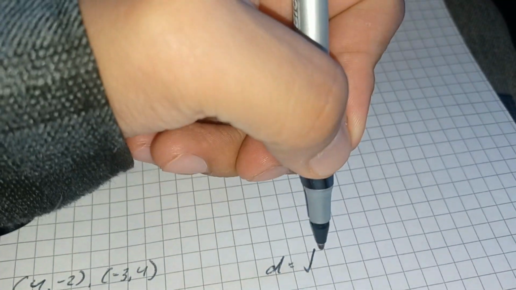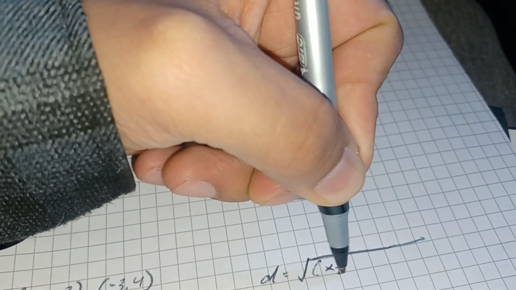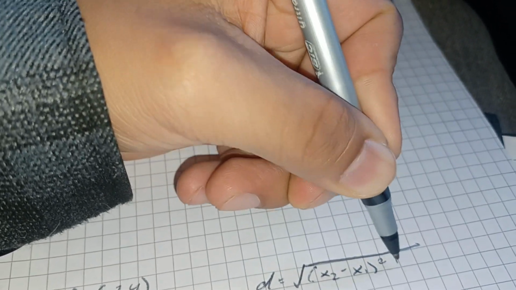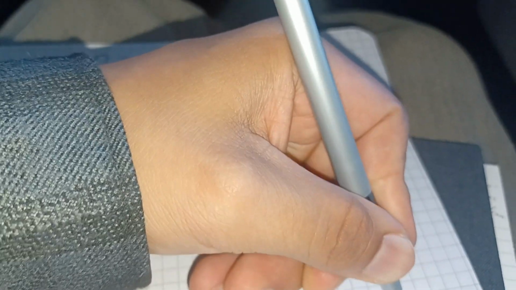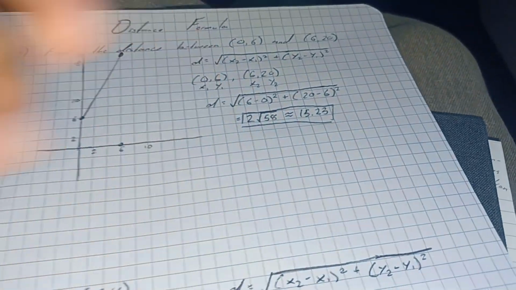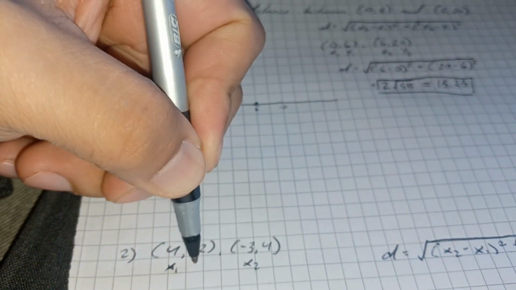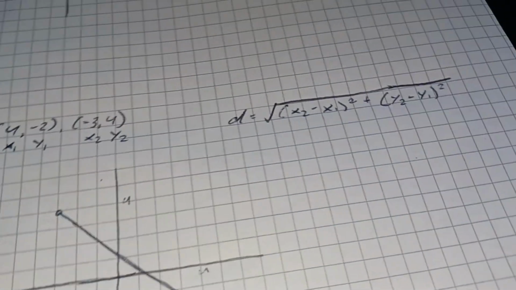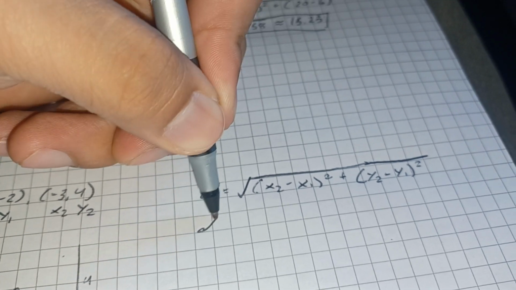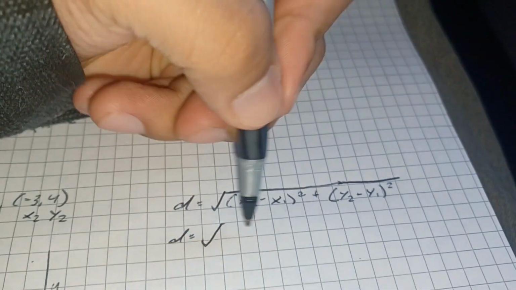So again, the formula, let's write it down again. D equals the square root of x2 minus x1 squared plus y2 minus y1 squared. And again, we can go ahead and label these as x1, x2, y1, y2, right? And then we can plug that into our formula. D equals, again, the square root.